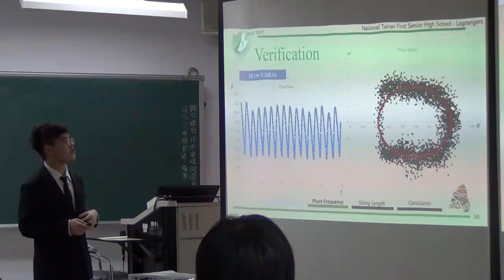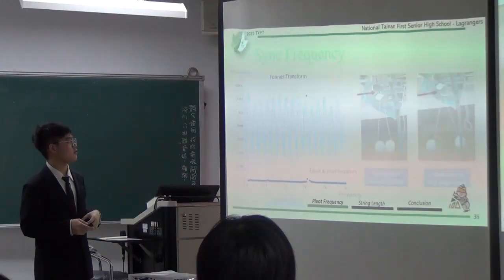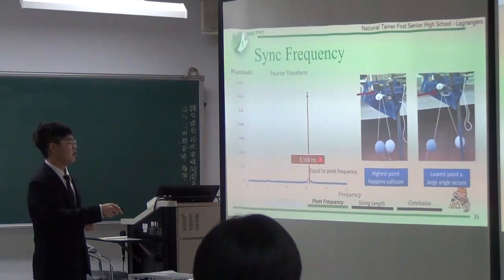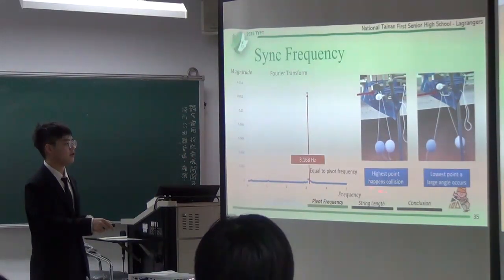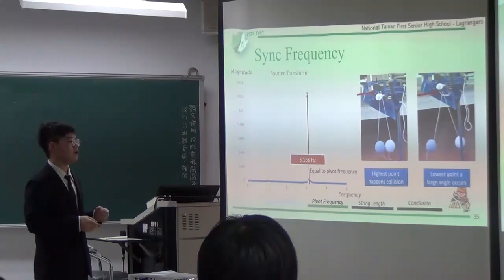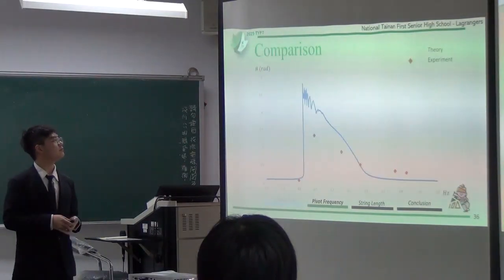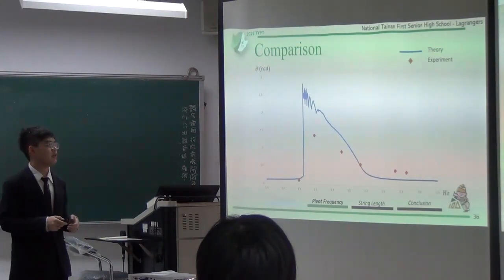And this is the verification, which we calculated through the Fourier transform, and we find that the frequency right here is equal to the pivot frequency. And we can see at the highest point here, the collision happens, and at the lowest point here, a large angle occurs. So this is the comparison between the theory and experiment.